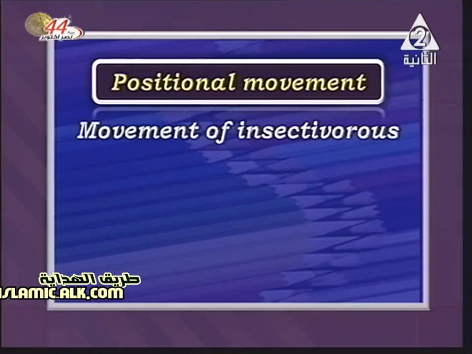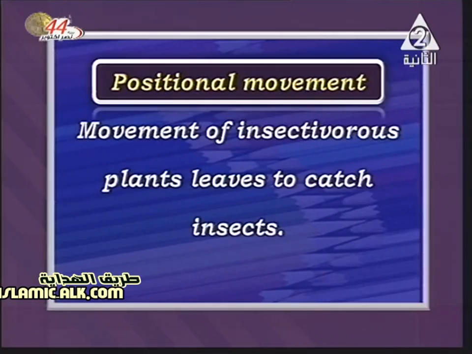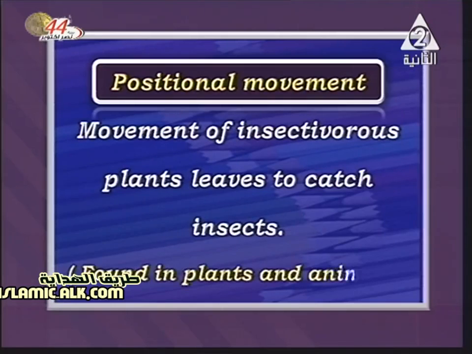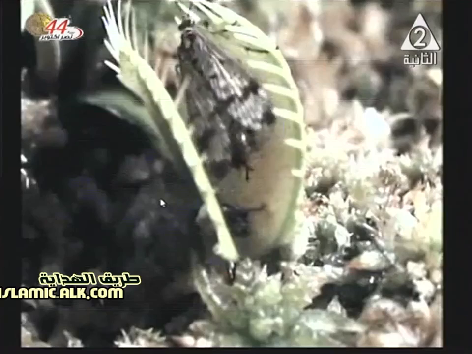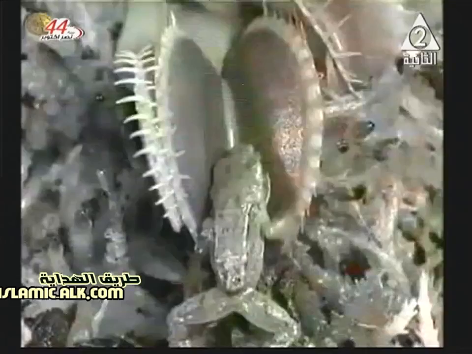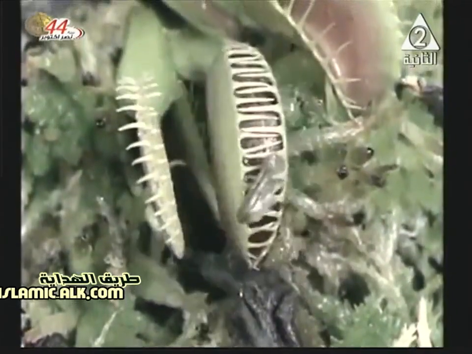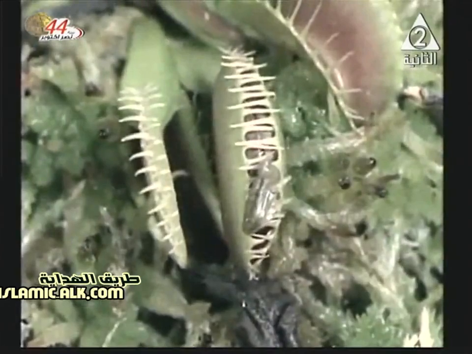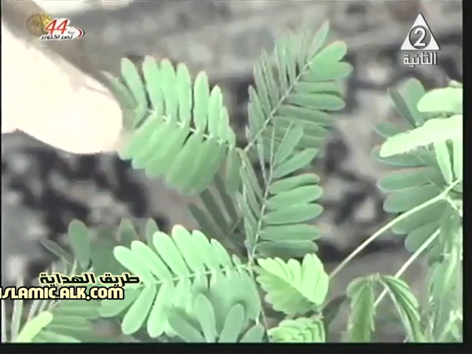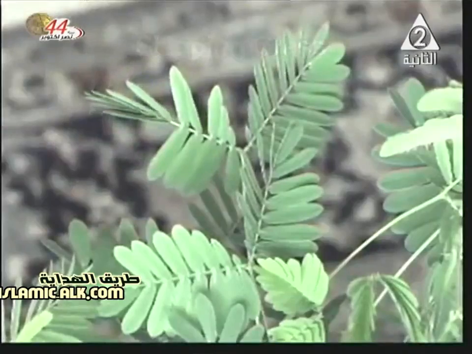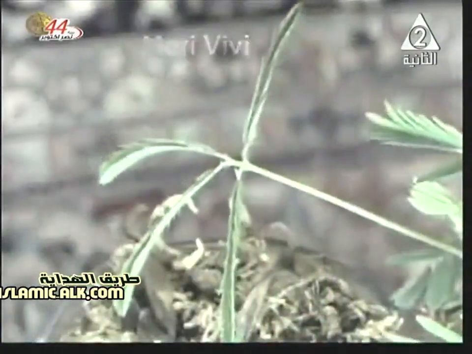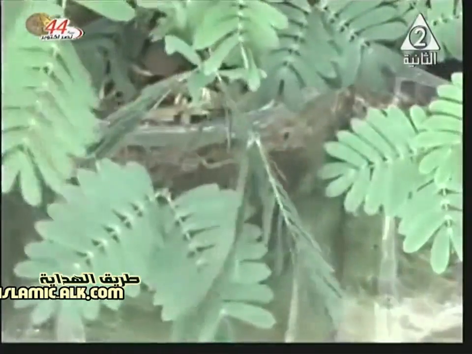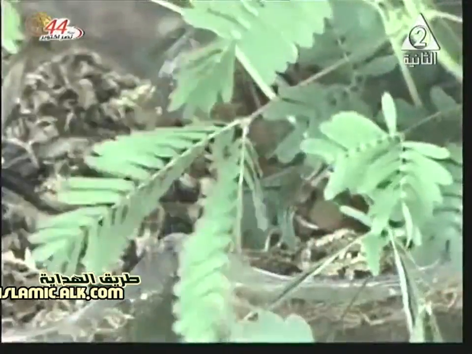Easy? And also the movement of insectivorous plants, some plants that catch insects, and what else? Like the mimosa plant, found in plants and animals. Let me show something here also. This is the movement of insectivorous plants. It is an example of positional movement. And also the movement of the mimosa plant. It is an example of positional movement. Did you observe that? It's the successive opening and closing of the mimosa plant.